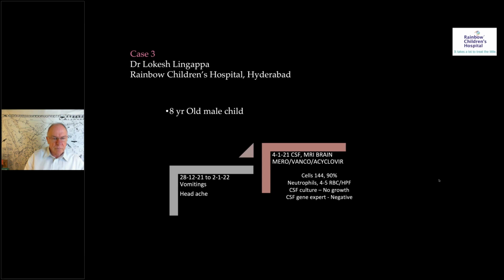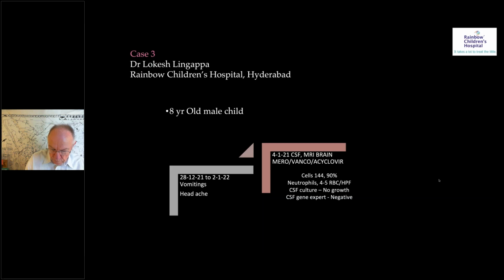This is an 8-year-old male child, normal development, born to non-consanguineous parents, who presented with vomiting and headache on 28th December 2021, gradually increasing in intensity. The child underwent lumbar puncture, which showed neutrophil-predominant leukocytosis and 4 to 5 RBCs. So he was started on higher-end antibiotics, and an MRI was done.